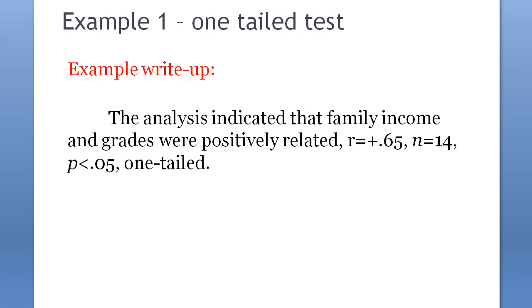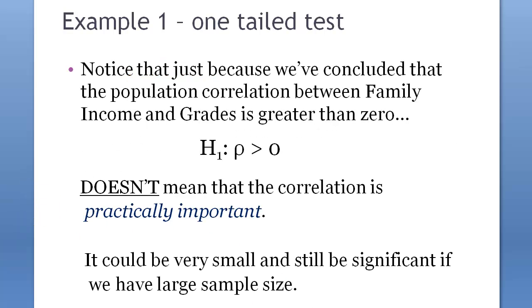To summarize the conclusion, we can say something like, the analysis indicated that family income and grades were positively related, R equals +0.65, N equals 14, and P is less than 0.05, one-tailed. Again, just as in the other statistical tests.